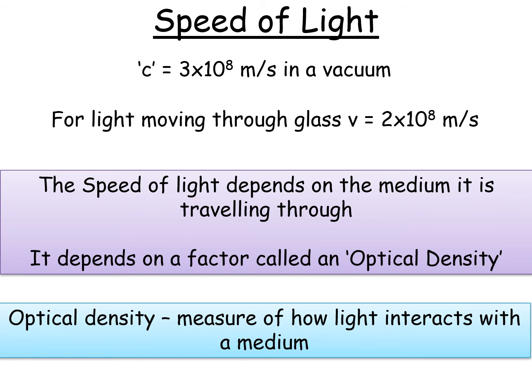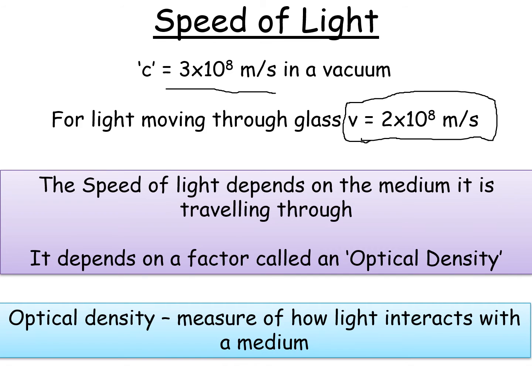So a few things to remind you about. First of all, the speed of light in a vacuum is 3 times 10 to the 8 meters per second. And we also assume that for light moving through air. For light moving through glass, the speed of light in glass is 2 times 10 to the 8 meters per second. And that's because glass is a much denser material than air or the vacuum of space, so it does tend to slow light down a little bit.